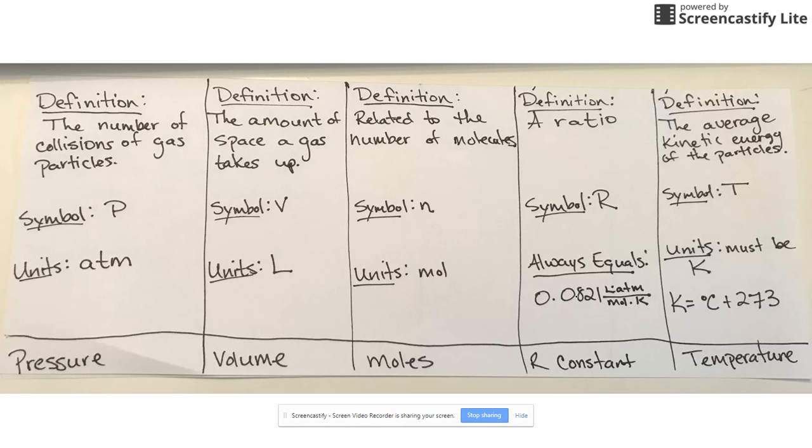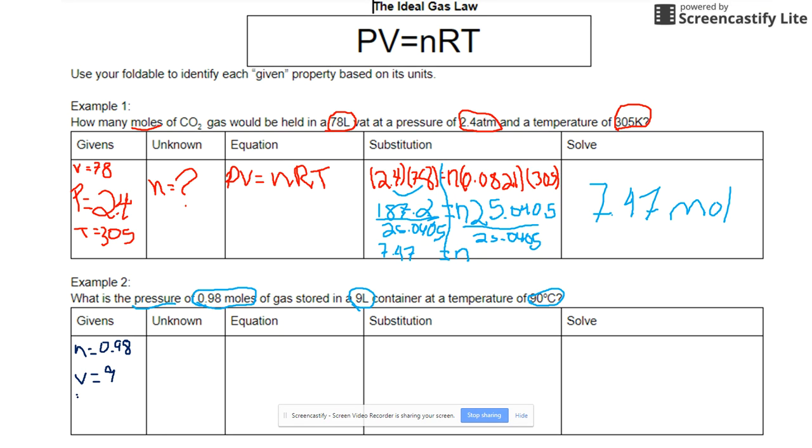90 degrees Celsius. Okay, what do I know about degrees Celsius? I see I wrote degrees Celsius right here. Oh, my units have to be in K for Kelvin. So I'm going to take those degrees Celsius and add 273 to make it Kelvin. So my temperature equals 90 plus 273. Okay, I'm going to add that together real quick. Basically, my temperature equals 363.